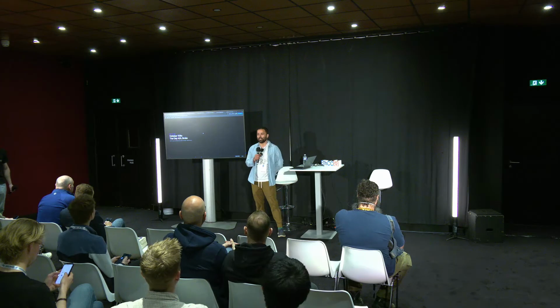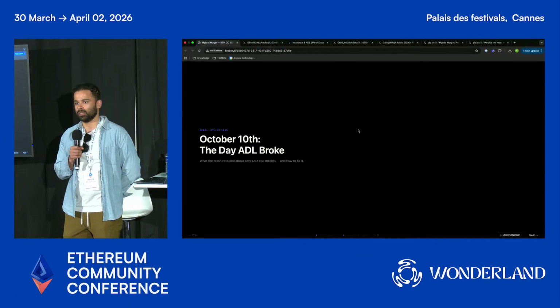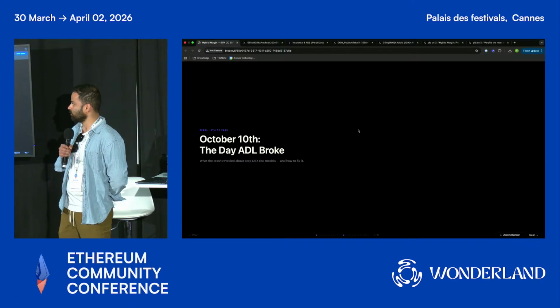Perpl is a fully on-chain perp DEX on Monad. It's a central limit order book, very similar to what you see on Hyperliquid. The difference here is we don't run the underlying chain. So Monad is the L1. We are purely a protocol, EVM perp DEX.